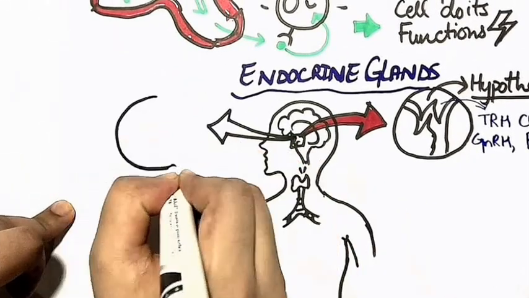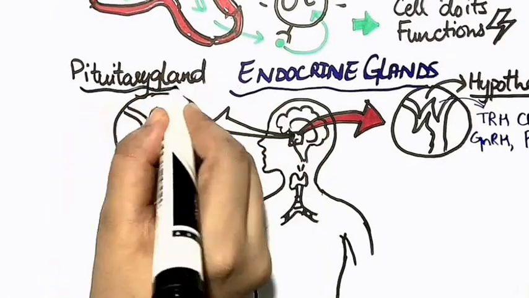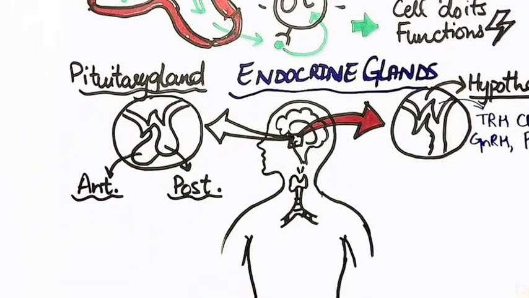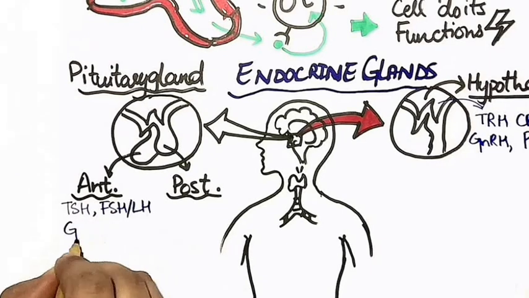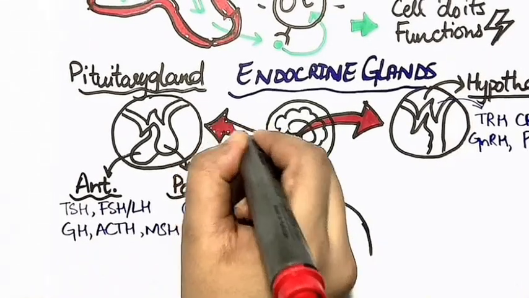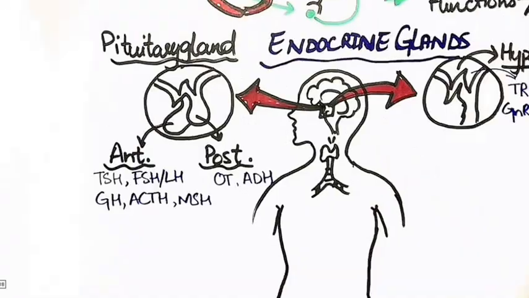The hypothalamus sends signals to the pituitary gland, which is a pea-sized structure present just below the hypothalamus, and it has two lobes, anterior and posterior. On receiving signals from the hypothalamus, the anterior lobe releases hormones like TSH, FSH, LH, GH, and ACTH, and the posterior lobe releases oxytocin and ADH, about which we will study later in detail.